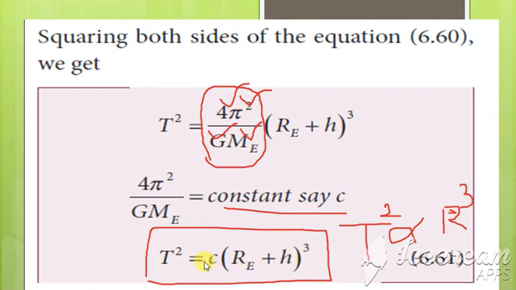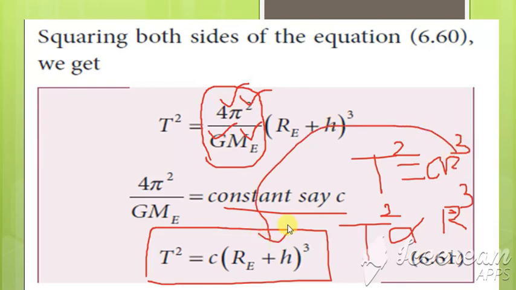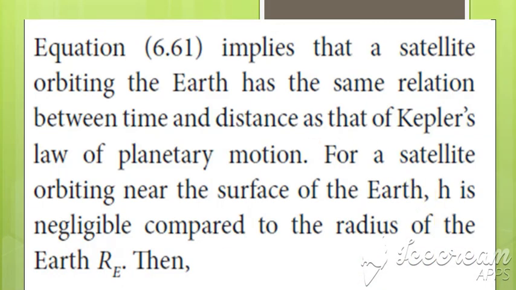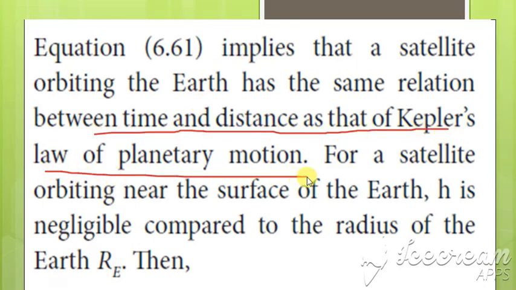So here, proportional to, what comes next? We have a constant. So if we write the constant, it is C into r cube. Okay, so here this r cube is written as what? RE plus H the whole cube. So we can say that this represents Kepler's third law. Okay, so this implies that the distance and the time are the same as that of Kepler's law.